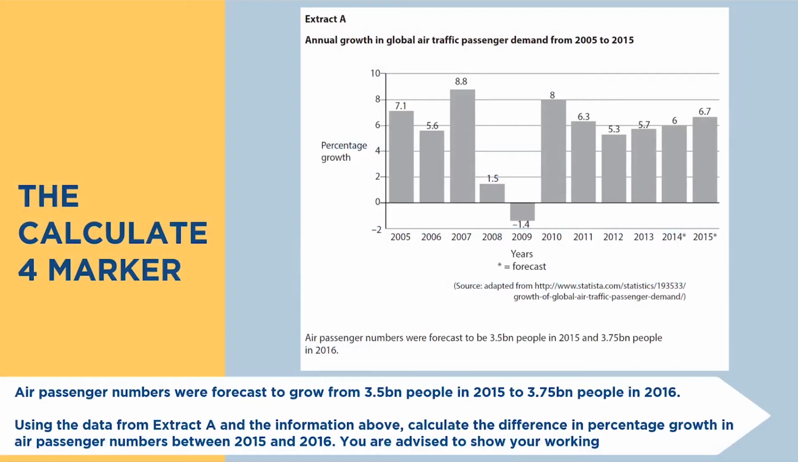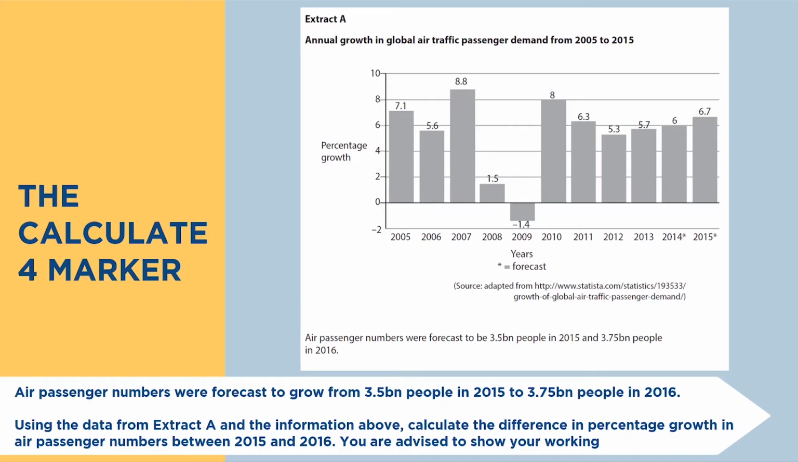This example question says: air passenger numbers were forecast to grow from 3.5 billion people in 2015 to 3.75 billion in 2016. Using the data from extract A and the information above, calculate the difference in percentage growth in air passenger numbers between 2015 and 2016. You're advised to show your working.